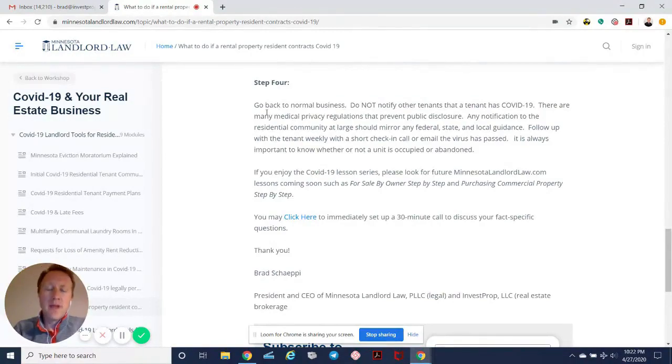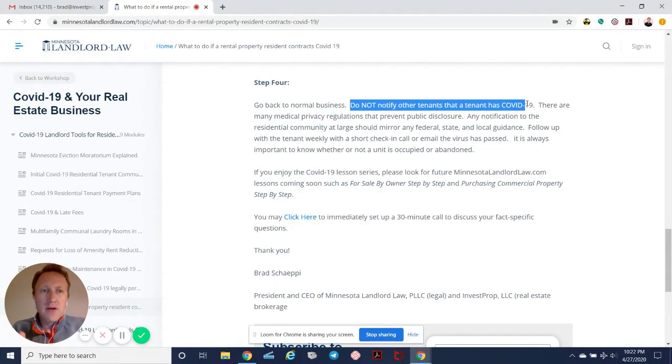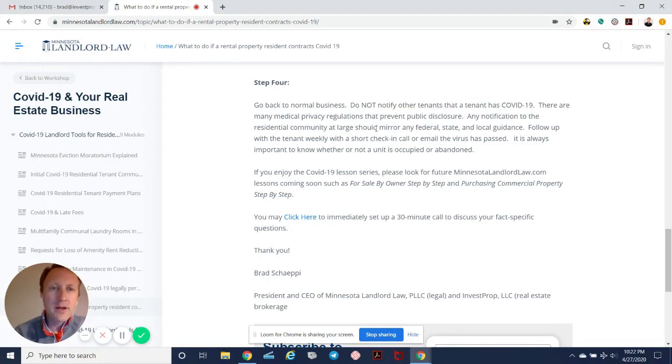Lastly, step 4, now that you know whether the tenant's staying or leaving, you've notified them, you've had a phone call and hopefully an email as well. We talked about do not notify other tenants. Step 1, very important, medical privacy regulations. You don't want to go there.